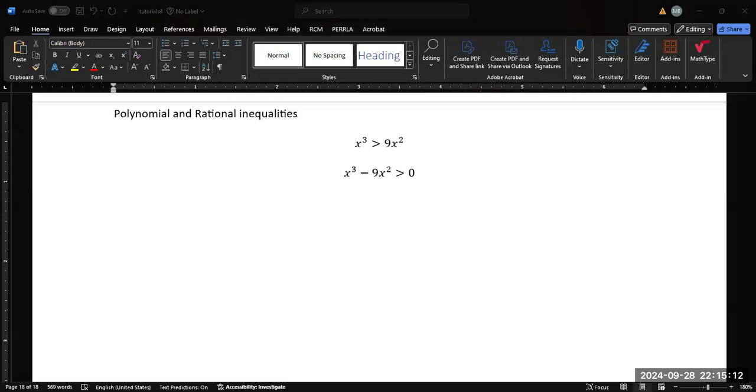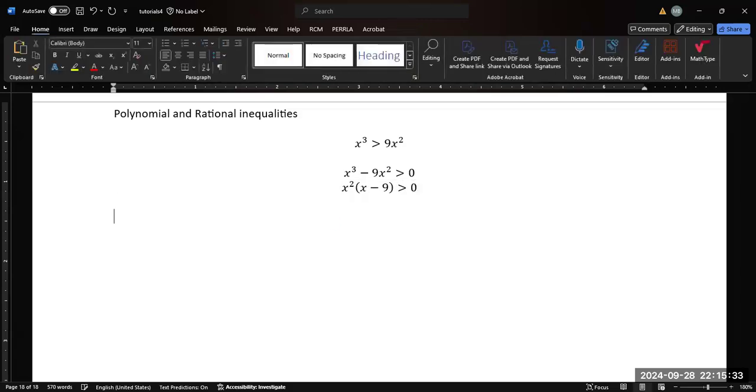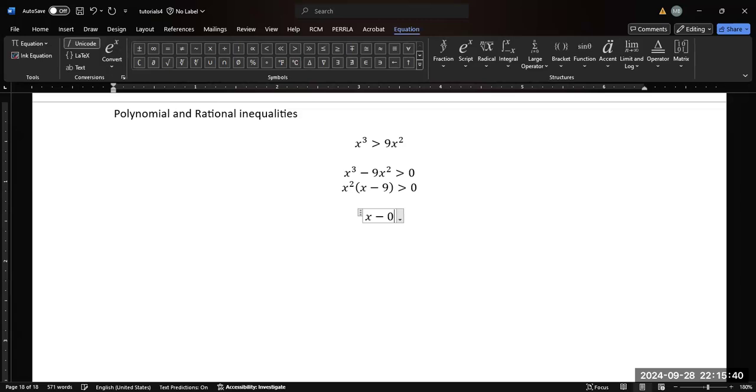Now, it's very tempting sometimes to just cancel out the things that we can divide everything by, but then we lose values, and so we can't do that. So instead of dividing out, for instance, the common x squared, we're going to factor it out. And that's going to give us two possible zeros. We're going to have a 0 at 0, and a 0 at 9.